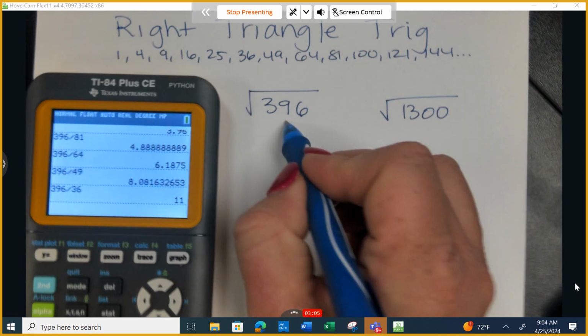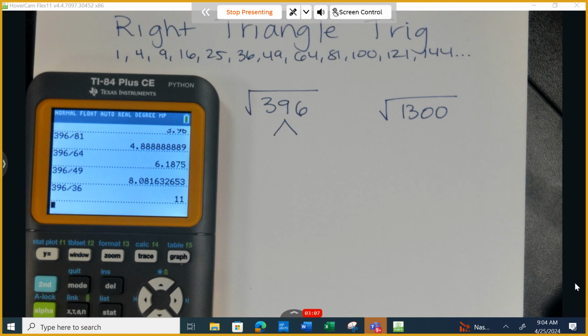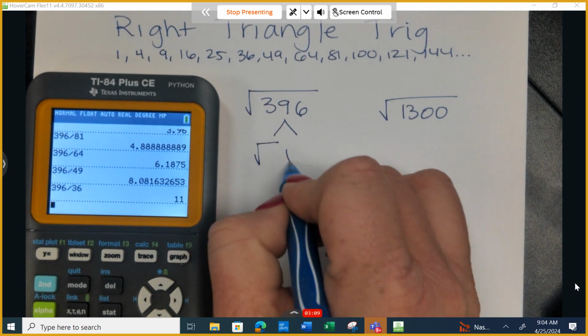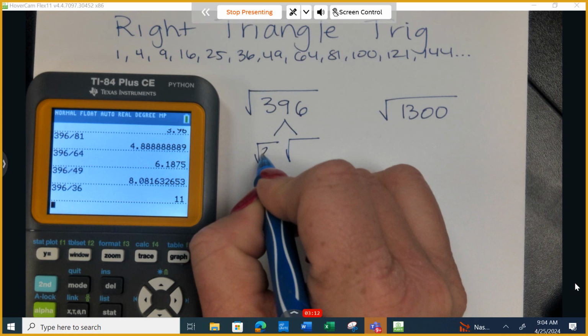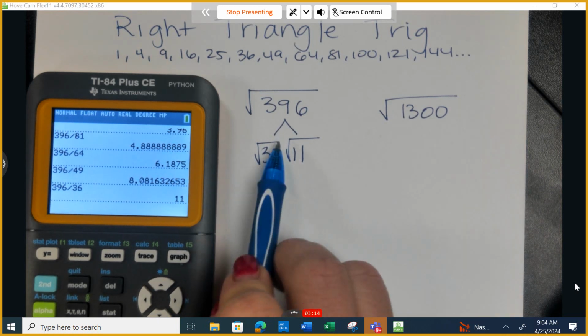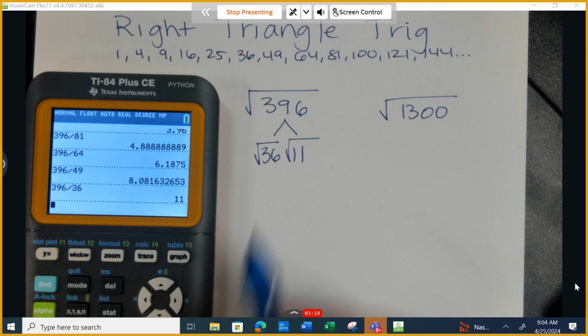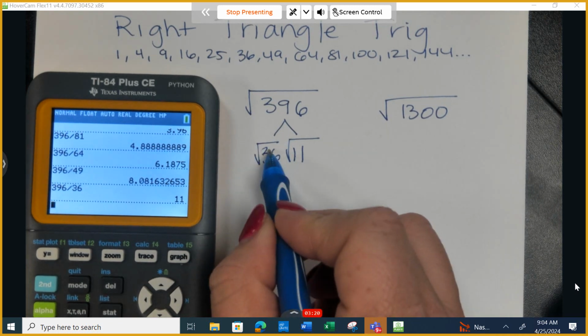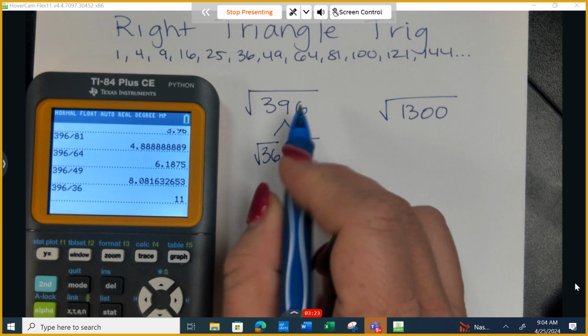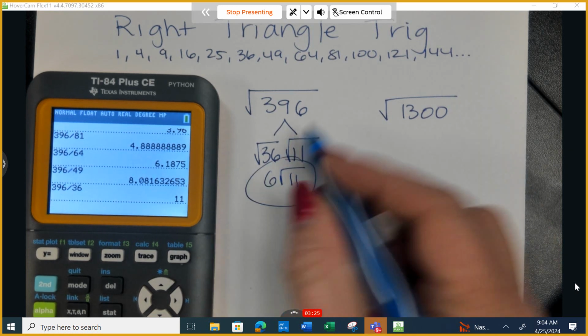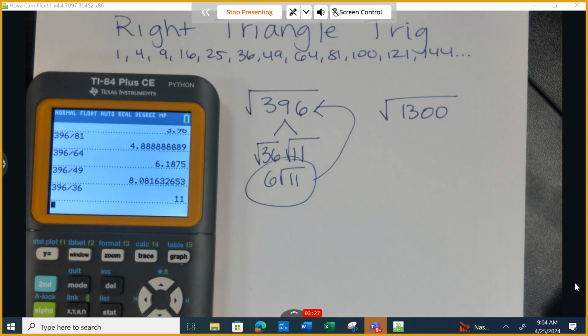I want you to rewrite this. What does this look like? I'm going to place the perfect square first. So square root of 36 times the square root of 11 is equal to the square root of 396. I know the square root of 36 is 6 times 6, so the square root of 36 is 6. This is equivalent to this original portion.